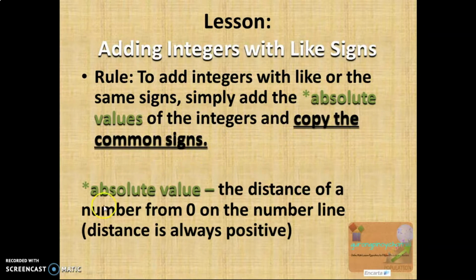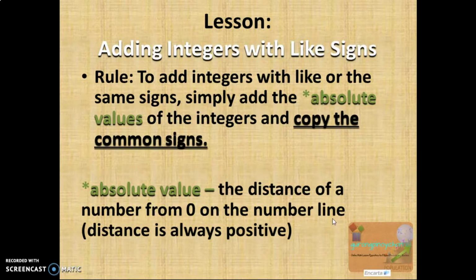So what do we mean by absolute value? It is simply the distance of a number from 0 on the number line. And since we are talking of distance, it is always positive. Okay, diba kapag nagta-travel ka, laging positive yung distance na sinasabi. Like 2 kilometers, 5 kilometers, diba? So walang negative distance. Wala ka pang narinig na negative 5 kilometers. So it's always positive because when we say absolute value, that is simply the distance of a number from 0 on the number line.